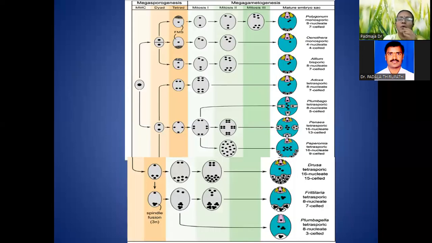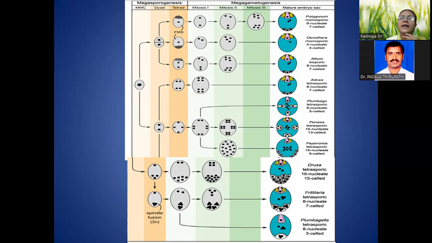And this is the overall diagram representation of different types of embryo sac, what we have learned just now. So this is the glance. By this glance, you can understand which type of embryo sac will come under monosporic, which type of embryo sacs come under the bisporic and which type come under the tetrasporic, and what is the chromosome number in the endosperm in the angiosperms.